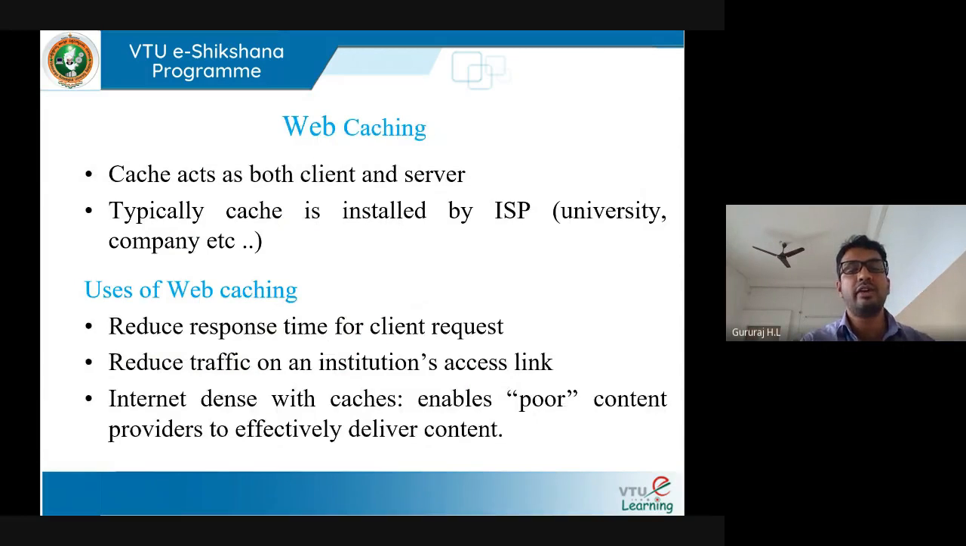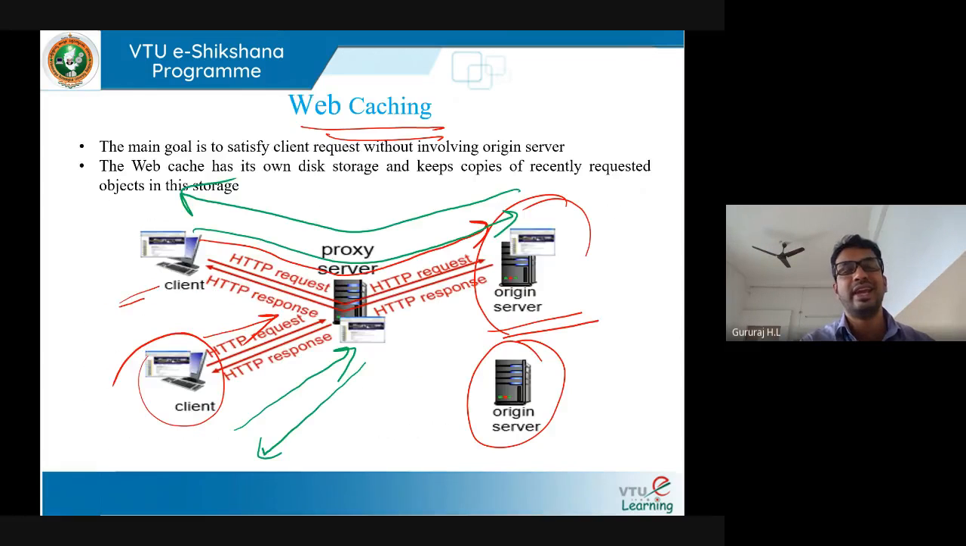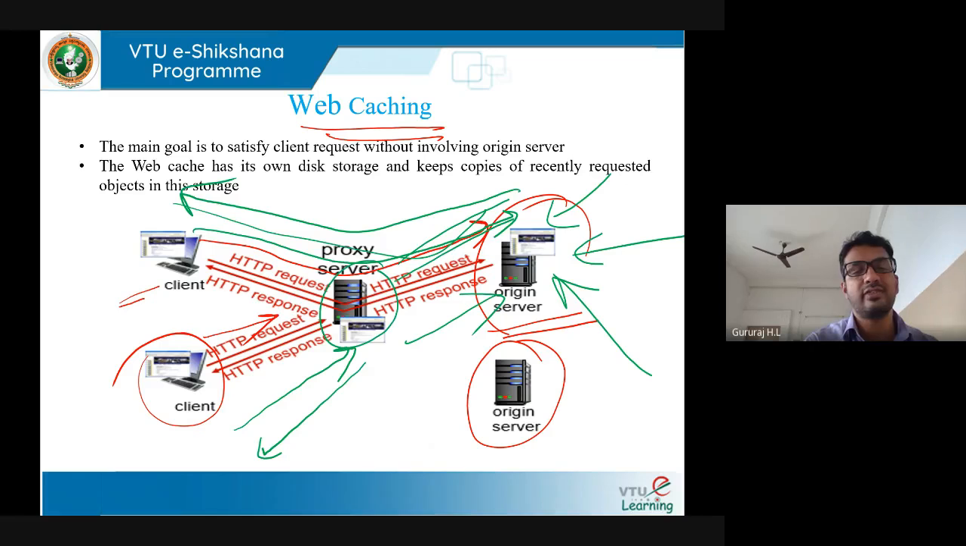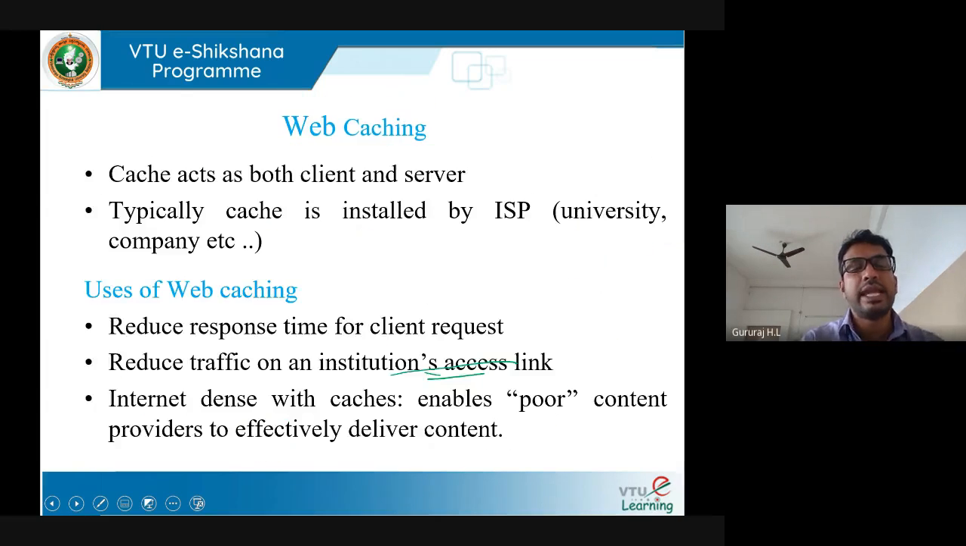Second, it reduces traffic on an institutional access link. Correct? Whenever the traffic is very high, many requests are being sent to the actual server. Instead of this, we can access the data from the local server. Third, the internet dense with caches enables poor content providers to effectively deliver content. That is also one of the fundamental advantages, wherein with the help of a proxy server, we are able to provide effective delivery of the content.